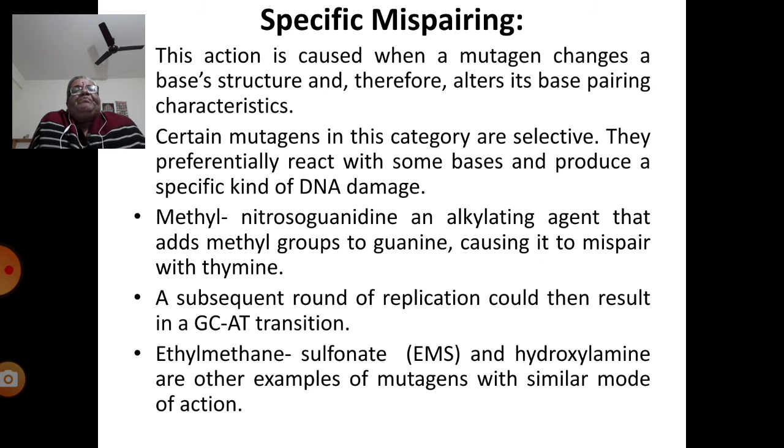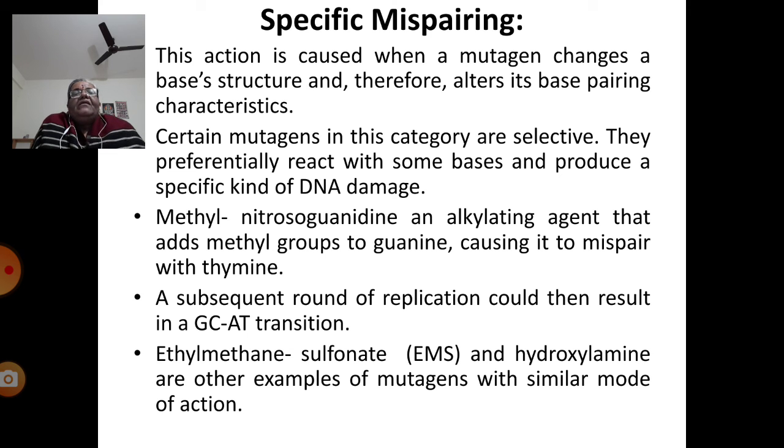specific mispairing. This action is caused when a mutation changes a base structure and therefore alters its base pairing characteristics. Certain mutagens in this category are selective. They preferentially react with some bases and produce a specific kind of DNA damage. Now, methyl nitrosoguanidine, an alkylating agent, adds methyl groups to guanine, causing it to mispair with thymine. A subsequent round of replication could then result in a GC to AT transition.